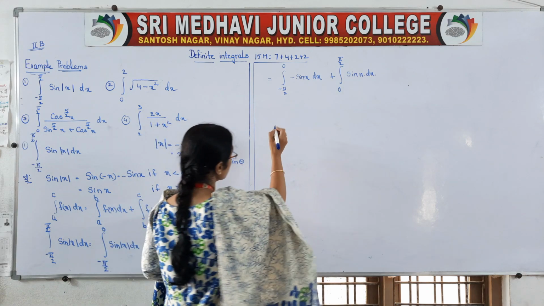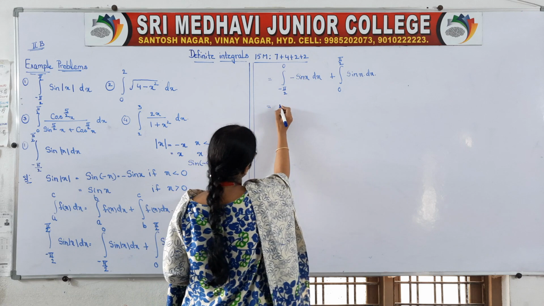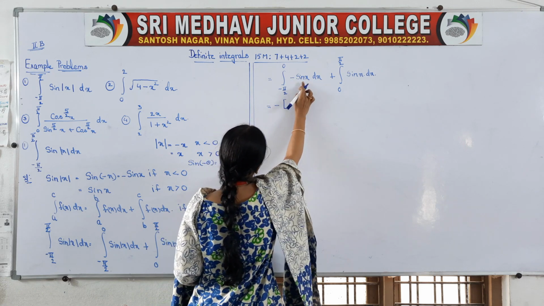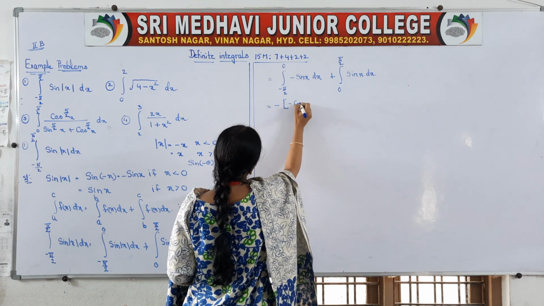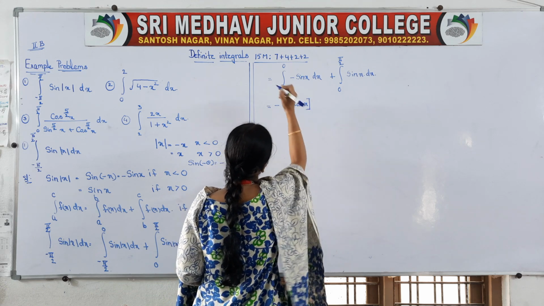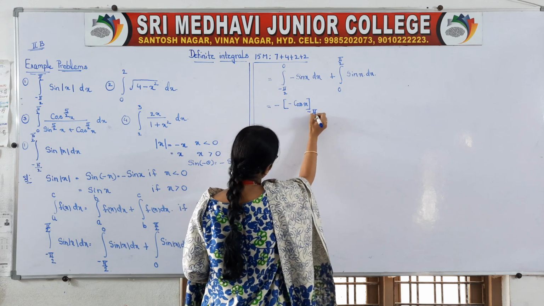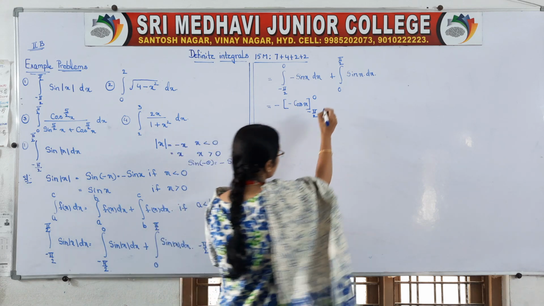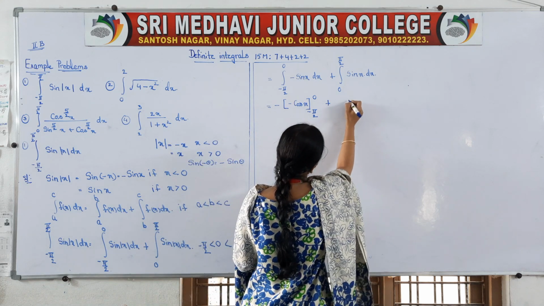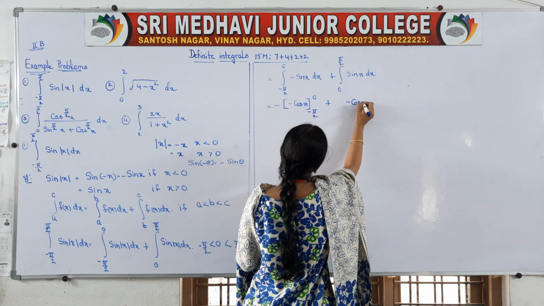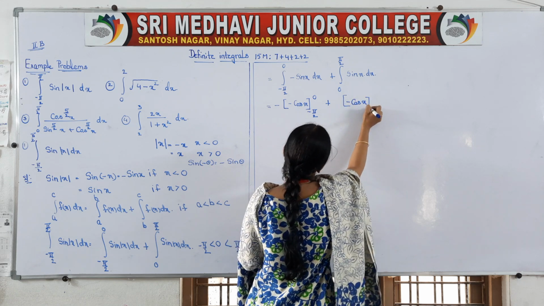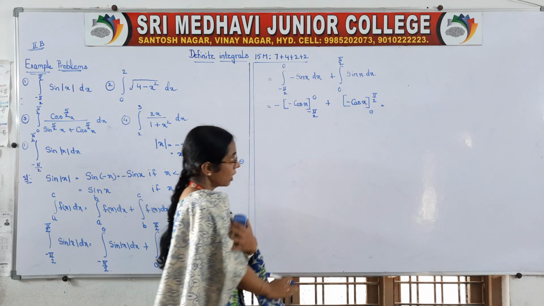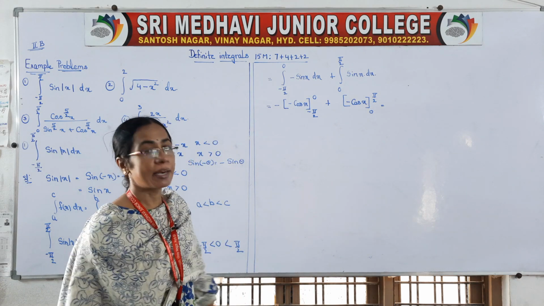So what happens to your value: you take the minus outside, and the integral of sin x is minus cos x. Once the integral is taken, you have to take the limits on the right side. Similarly, plus the integral of sin x is minus cos x. So take the limits on the right side.